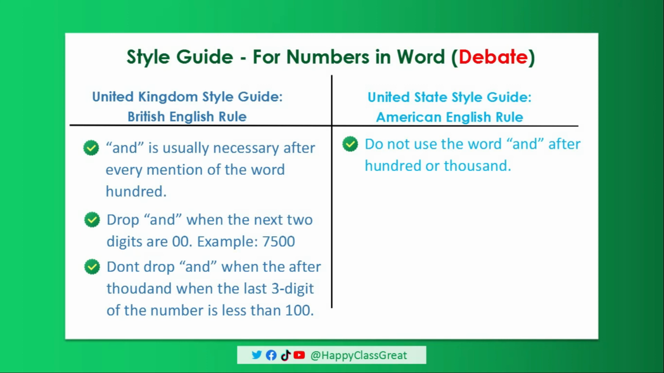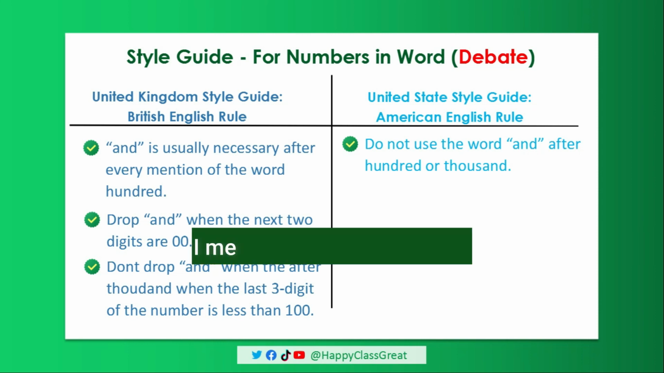Now this will be in some kind of debate. On the left here we have the United Kingdom style, which is the British English rule, and on the right we have the United States style guide, which is the American English rule. In the British English rule, the first thing is that "and" is usually necessary after every mention of the word hundred. That means after you write hundred, you need to put "and" before you write another word after it. So keep that in mind.